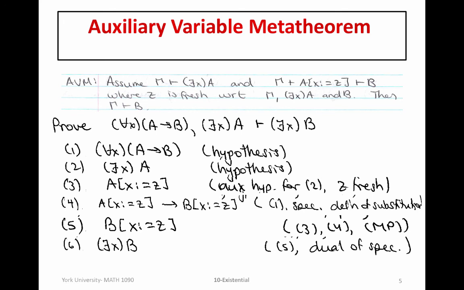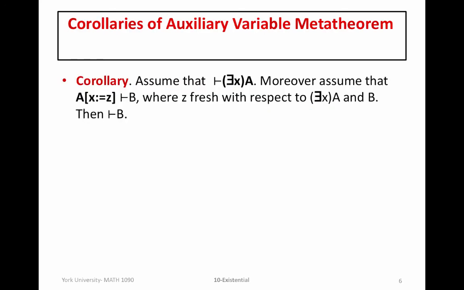We'll have an opportunity to do some more in class, and you'll have an opportunity to try them as well. Okay, and finally, we just have a couple of corollaries, a couple of different cases. In the event that we don't have any hypotheses here, if there exists x A is simply an absolute theorem, then we can still use the auxiliary hypothesis, and if we can prove B from that, then we get that B is an absolute theorem.